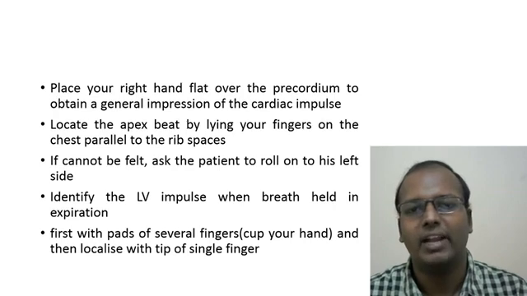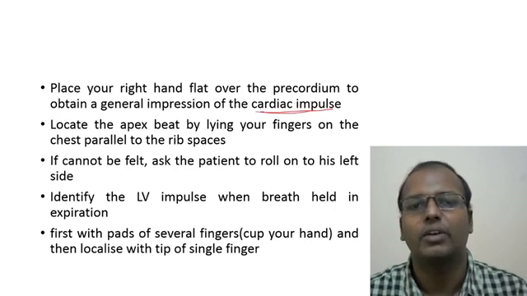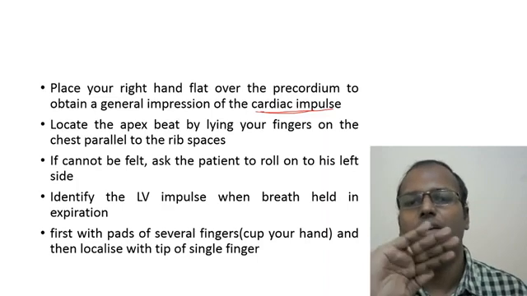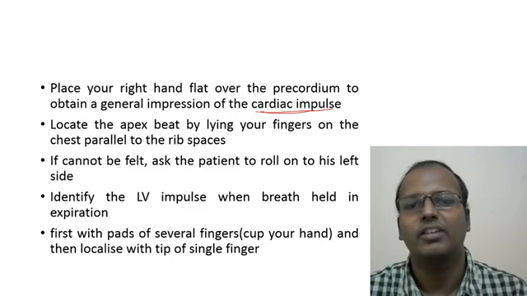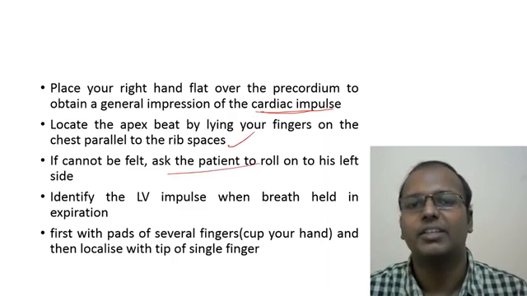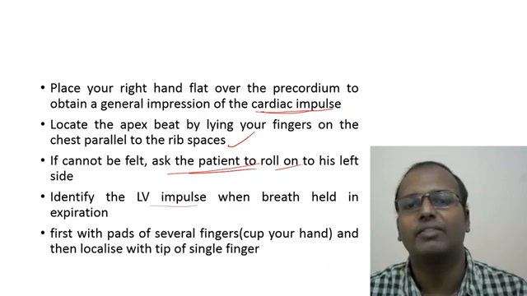So place the right hand flat over the pericardium to obtain the general impression of the cardiac impulse. Then locate the apex beat by laying your fingers on the chest parallel to the rib spaces. If it cannot be felt, ask the patient to roll onto the left side. Identify the LV impulse with the breath held in expiration, first with the pads of several fingers, then localize with the tip of a single finger.